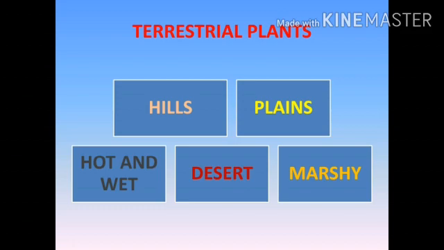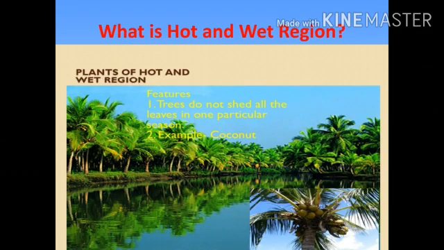Today we are going to discuss the remaining three habitats: plants of hot and wet regions, plants of marshy area and plants of desert. So now we are going to start with plants of hot and wet regions.